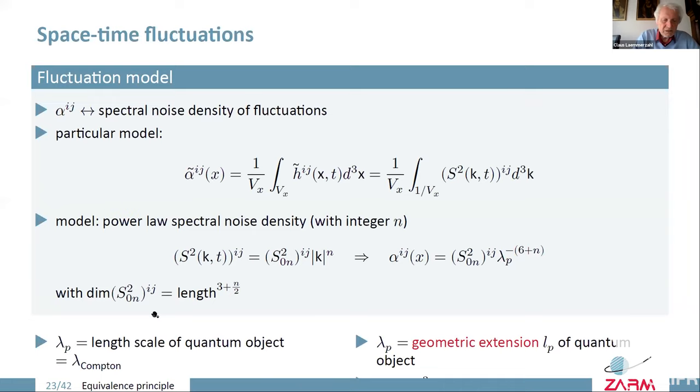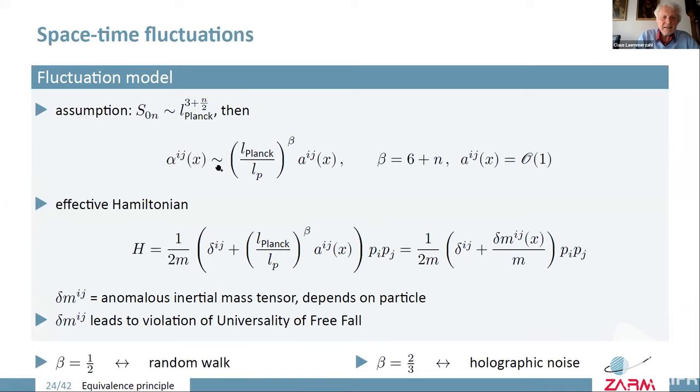Here, in order to make contact to the quantum gravity scale, the other length in the game will be related to the Planck length, so that we have the ratio of the Planck length and the quantum system length scale with some exponential part, and the effective Hamiltonian then looks like that.